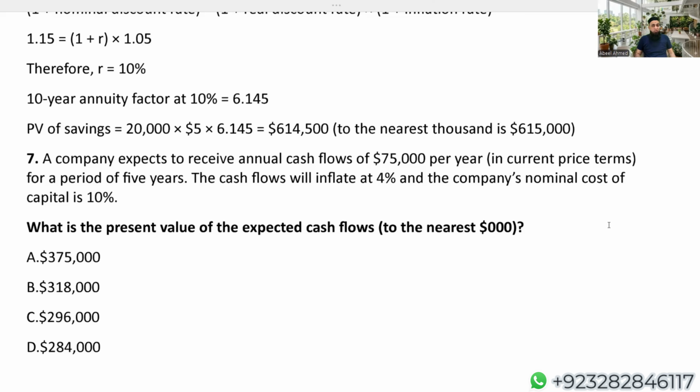Today we will be discussing a question as usual from Study Hub. It's a very good question. Okay, it has something very important. So let's dive into the question. What is the present value of expected cash flow to the nearest thousand?